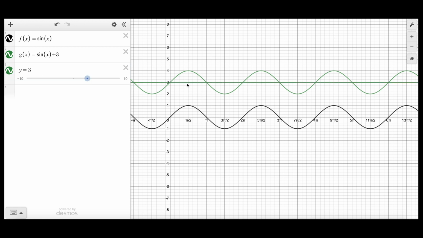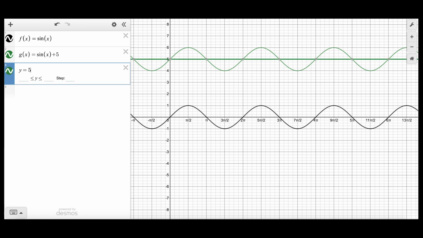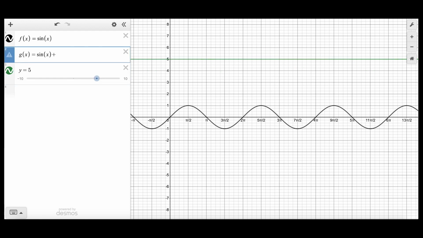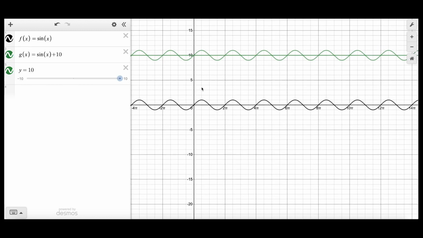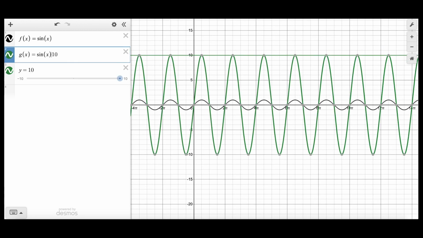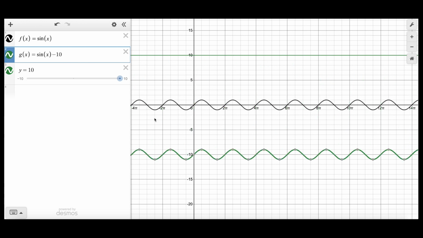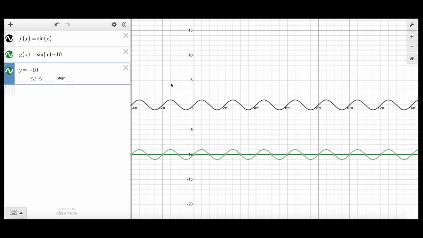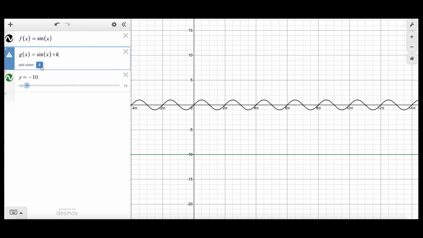Let's see if this is always true. Let's say I change this plus 3 to a plus 5. Does that match the midline? Sure does. Let's say I change it to a plus, I don't know, 10. Does that match the midline? There it is. What about negatives? Let's see if this still works with negatives. Let's do negative 10. Looks like it still works. Awesome. Let's say I didn't want to just keep checking different values. I'm just going to put a little plus k. I'll do k for vertical, because it's changing this vertically.